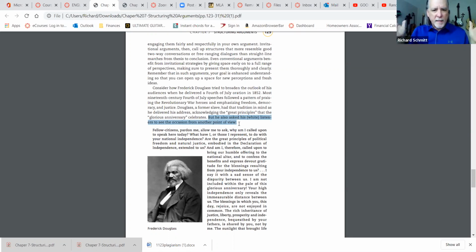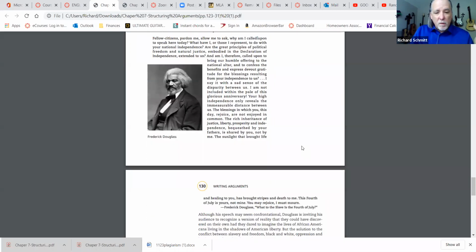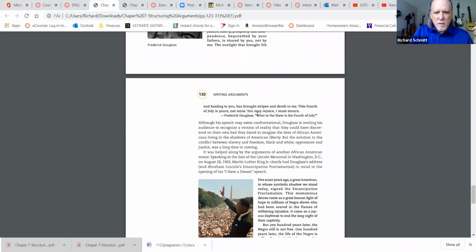Now you have to remember, this is 1852 or so. This is pre-Civil War, no emancipation. This is radical in its time. I don't know if you all know this, but it comes from a piece called What to the Slave Is the 4th of July. So that's a very political kind of thing.